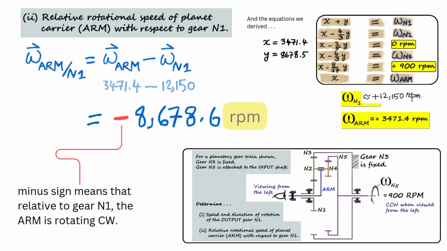So even though the arm's absolute rotational speed is 3,471.4 RPM counterclockwise when the gear train is viewed from the left, to the observer bolted to the gear N1 and rotating with it, the arm appears to be rotating at 8,678.6 RPM clockwise when the gear train is viewed from the left.